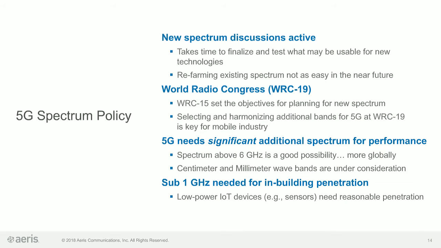Now, having said that, there is still a need for sub 1 gigahertz for in-building penetration. If 5G is going to be using the low-power wide area technologies for low-power IoT devices, battery-operated like sensors, for example, they need to be able to have reasonable penetration inside buildings. And clearly, the higher frequencies will not get through as easily or as effectively as a sub-1 gigahertz technology. So the need for finding some sub-1 gigahertz technologies means that there may be some refarming in time for the sub-1 gigahertz frequencies, or new frequencies will need to be allocated for the 5G.